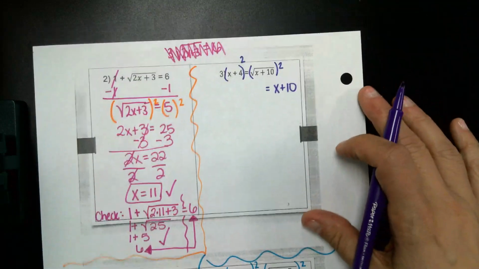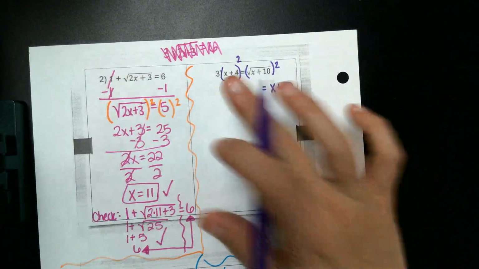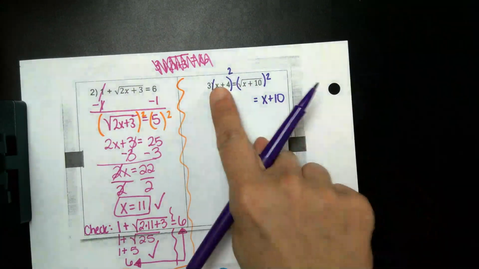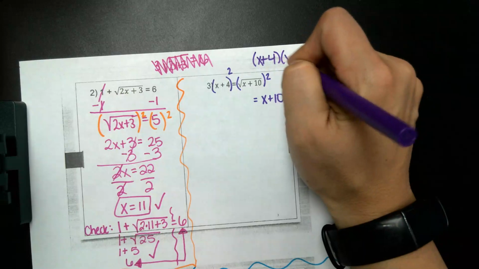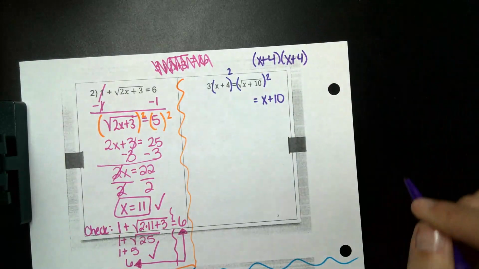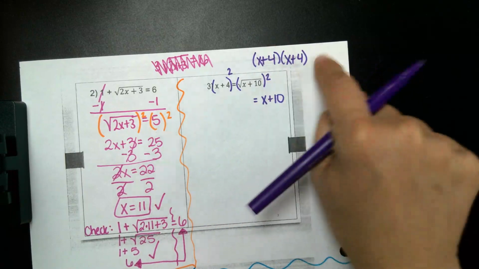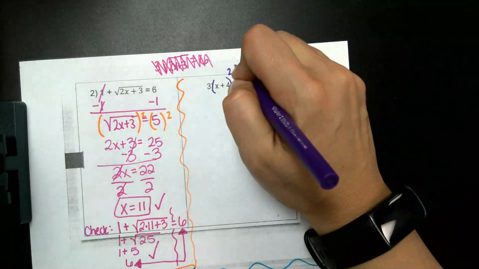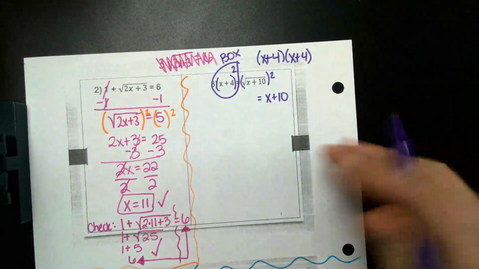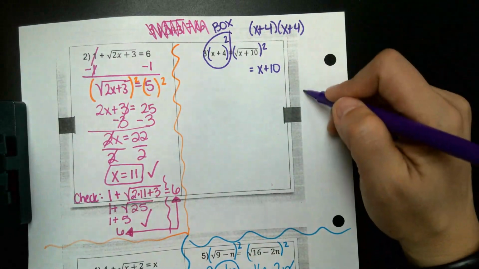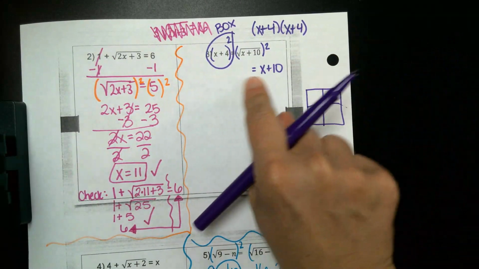Well, what does it mean to square an expression? Don't we have to multiply it by itself? Like, isn't x plus 4 squared the same as, if I were to write it out, isn't that what it would look like? And isn't that a box problem? Because that's a 2 by 2. So this side of our equation is going to be a box. So you're going to have to do some extra work over here to figure out what goes on the left side of our equation.